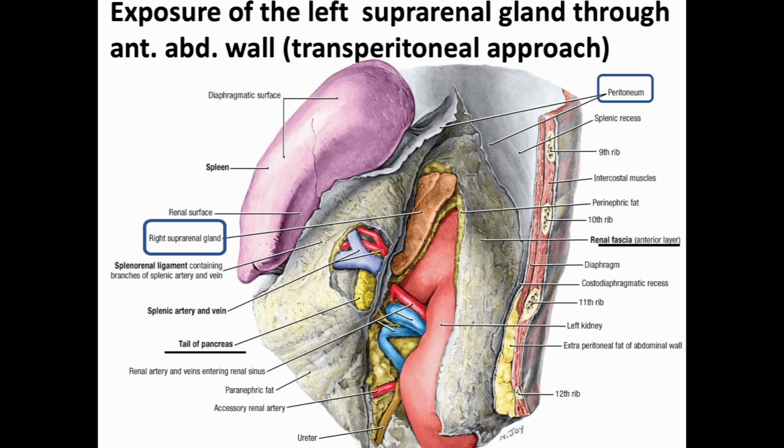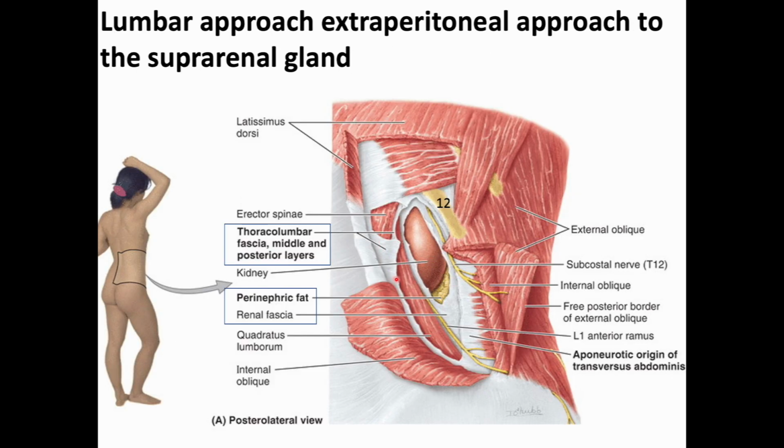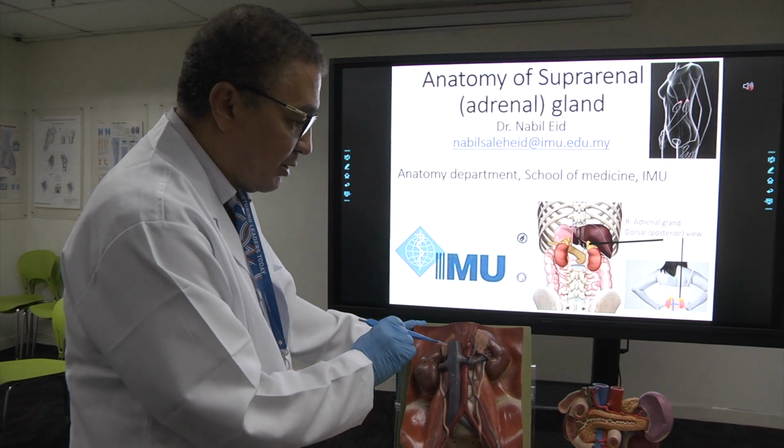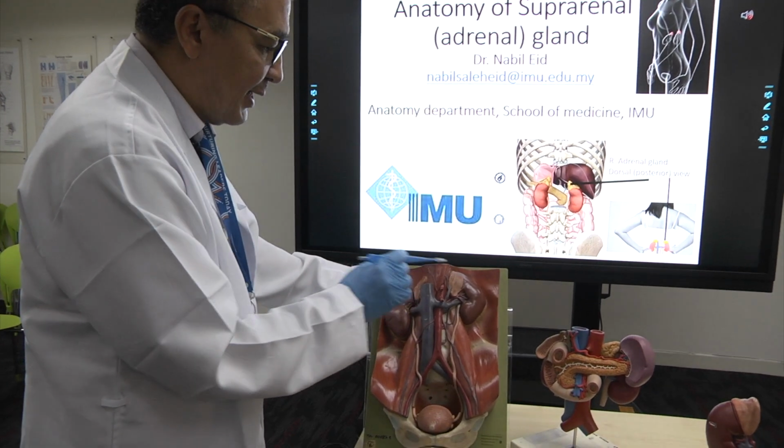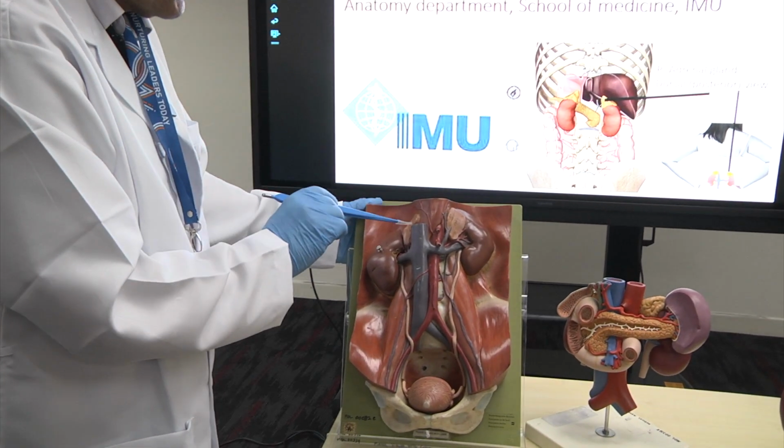Here is the extraperitoneal approach to the suprarenal gland, but it is not common. We use mainly the transperitoneal approach, but this approach is used for exposure of the kidneys mainly from the back side. Here is a plastic model which shows the location of the suprarenal glands on the posterior abdominal wall.